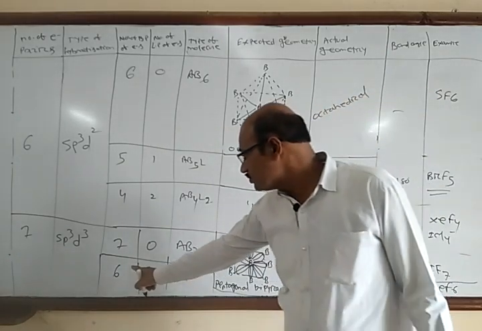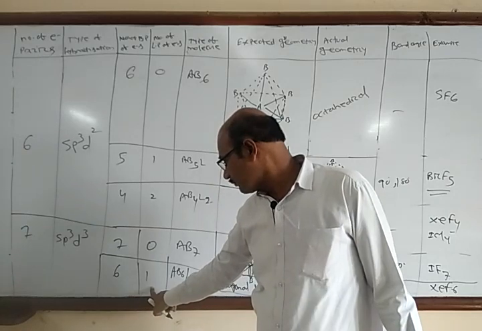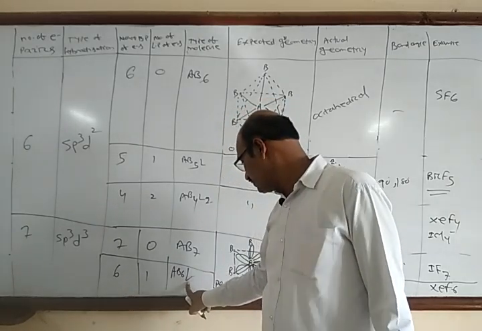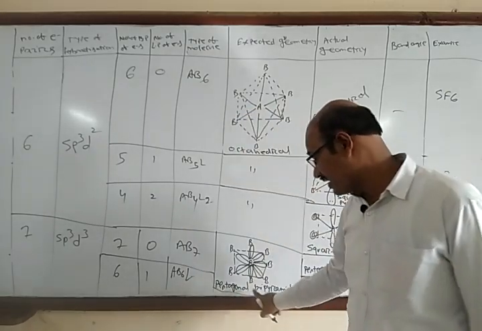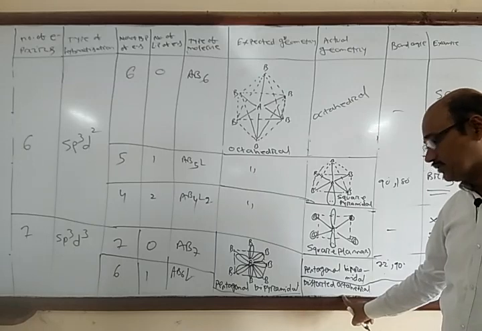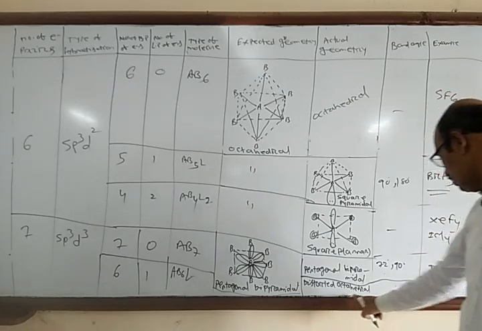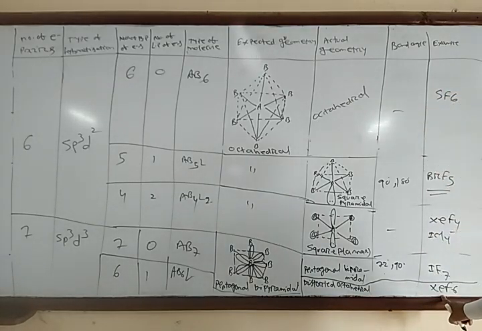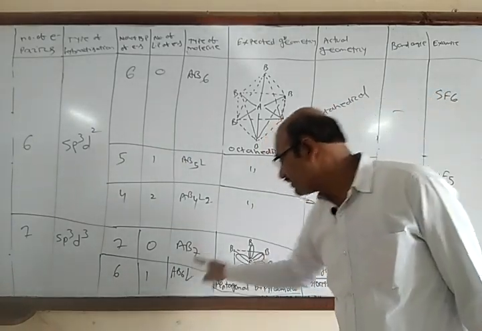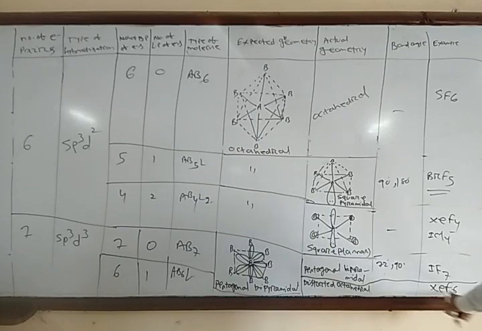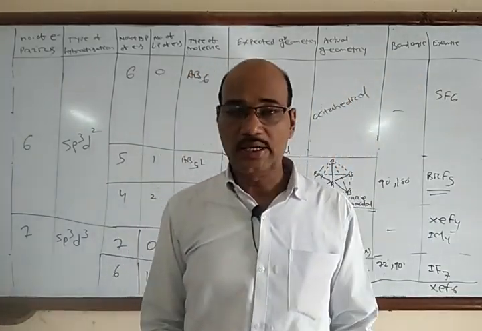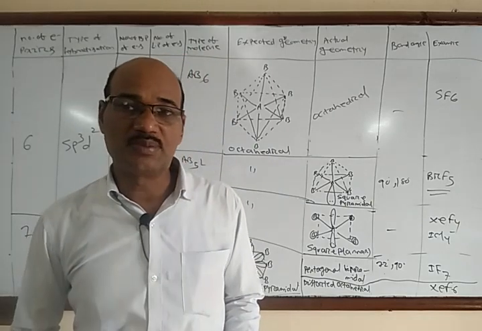But when we have 6 bond pair, 1 lone pair, AB6L type molecule, the expected geometry is pentagonal bipyramidal, but the actual is what? Distorted octahedral. Here XeF6 is the example. So this distorted octahedral is for AB6L type. Clear? So this is all about the VSEPR theory and the geometry and shape of the molecules.